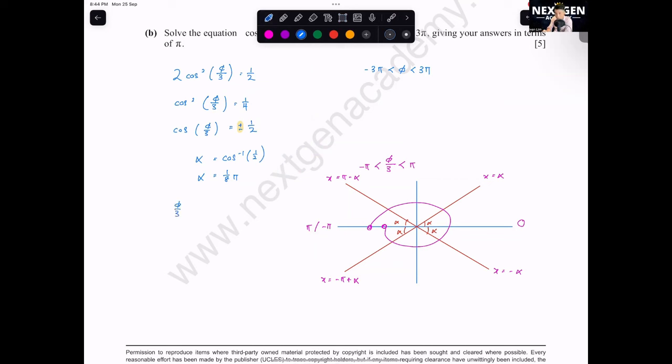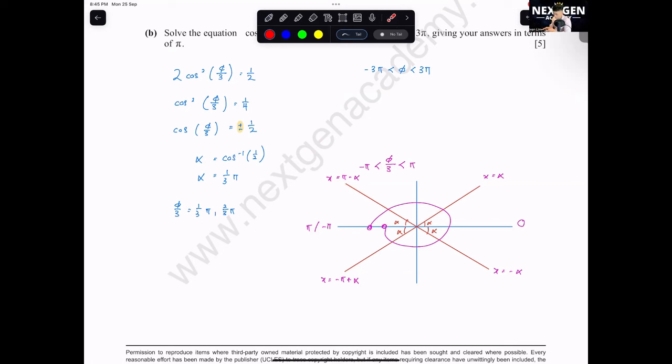Calculate the value. From here, the positive and negative are not in the final step. So here you get, is it? Teacher, wrong, right? It's not 1 over 8 pi. It's 1 over 3 pi. Okay, 1 over 3 pi. Second quadrant is 2 over 3 pi. So this one and this one.